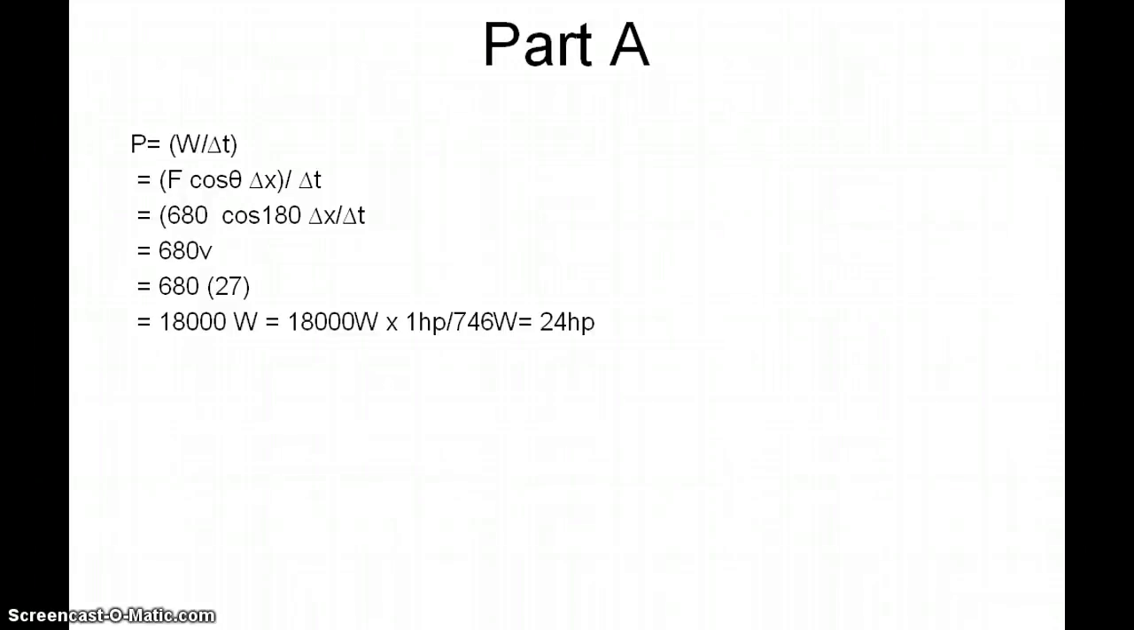Our given shows that velocity is 27 meters per second, so we could do 680 times 27 to get 18,000 watts. And from our conversion factor, 1 horsepower equals 746 watts, we could change 18,000 watts to get 24 horsepower.